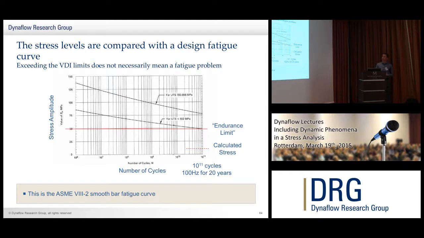Okay, and what's typically used: there's no endurance limit officially given in the boiler and pressure vessel code, whereas in EN 13445 there is an endurance limit given. But the limit for 10 to the power 11 cycles is equivalent to 100 Hz for 20 years. So for most practical purposes it can be considered to be an endurance limit. Okay? And if we plot our calculated stress, we saw a stress level here of around 10 megapascal. That is lower than the endurance limit. So although we failed the VDI limit, by guidance from VDI, we can still say it's not a problem from a fatigue perspective. Okay.